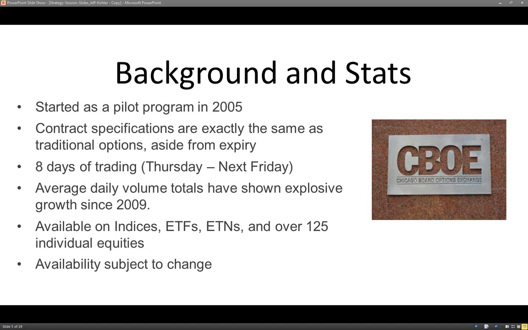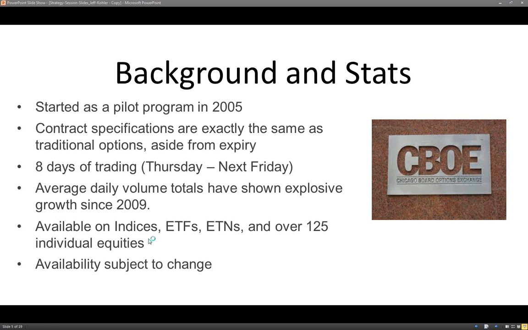those front month options expire 7 days from now, and the weekly options that we had available expire today. They will die at the end of today's trade, all right? So the average daily volume totals on these things have grown exponentially since 2009. In 2009, they were on very few products, but they were out there and active.